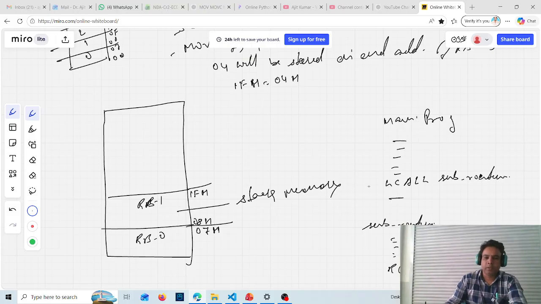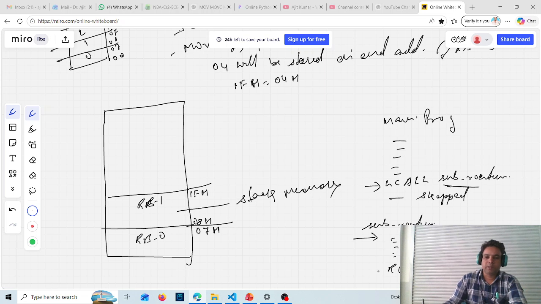See what is happening now. When the microprocessor executes this call instruction, it will cause the microprocessor to jump to the subroutine. In that case, the next instruction will be skipped and the processor will start executing the first instruction of the subroutine.